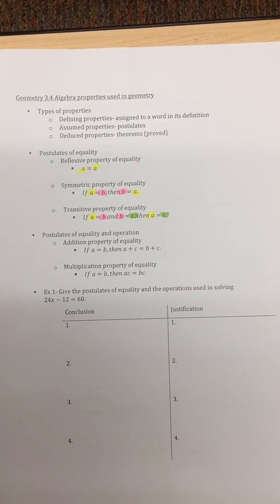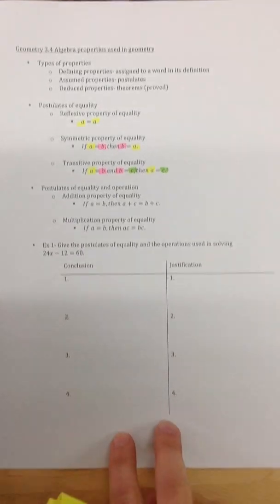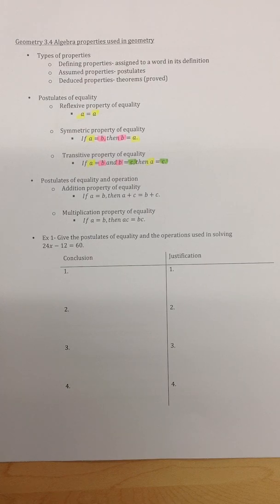Okay? So reflexive, something equaling itself. Symmetric is when we switch two things around, and then transitive is when we switch three things around and they're all equal to each other. Okay, the next thing we've got here is postulates of equality and operation.